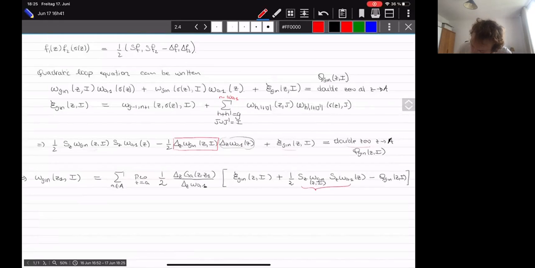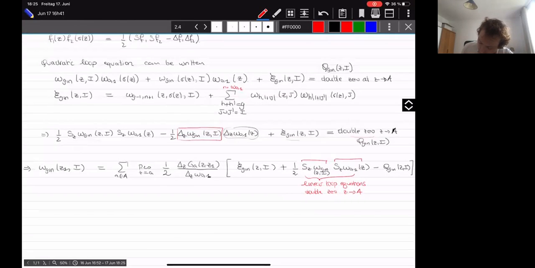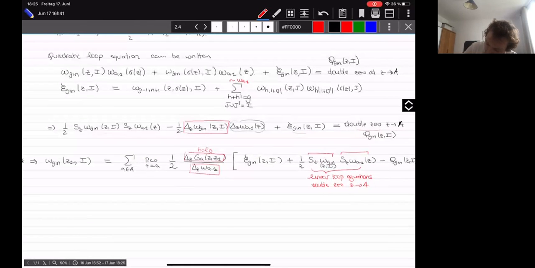And now using linear loop equations, that has a double zero when z goes to a, because this s has a simple zero, and this s also has a simple zero. So can this term contribute? Well, this was holomorphic. And this was holomorphic, but it can have a zero. Actually, what is this delta z omega 0, 1?